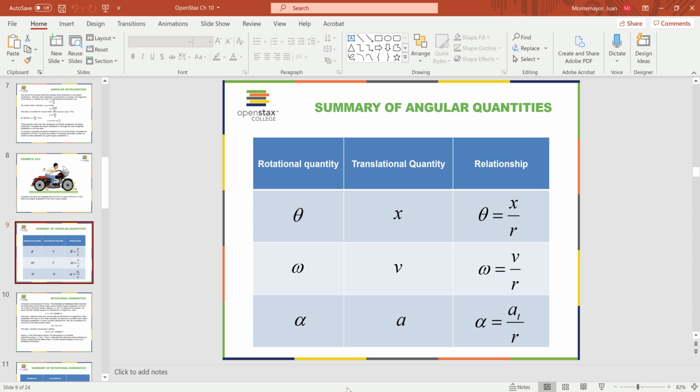So here's a summary of what we know so far. We know our theta is basically our x, and the relationship between them is theta equals x over r. Our omega is basically our velocity, and we know that the relationship between them is omega equals v over r. And we know our alpha, which is basically our acceleration here, and that is alpha is equal to our acceleration over r. So you notice that between the transitions, all we're really doing is dividing by the r.